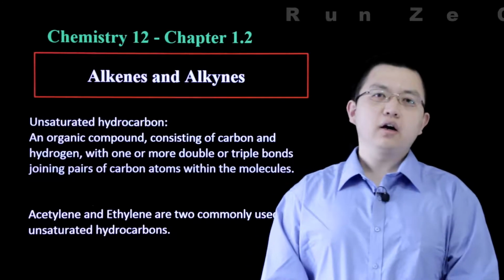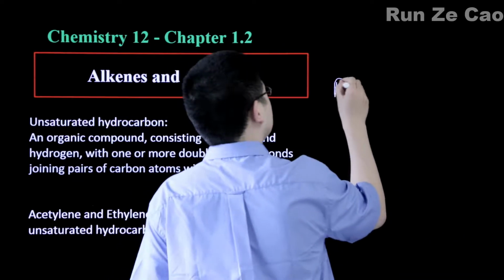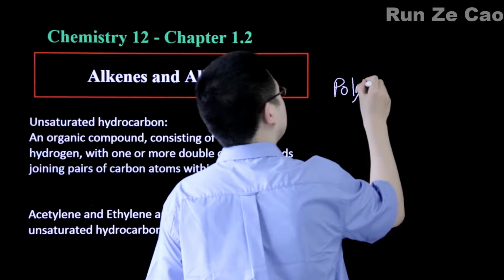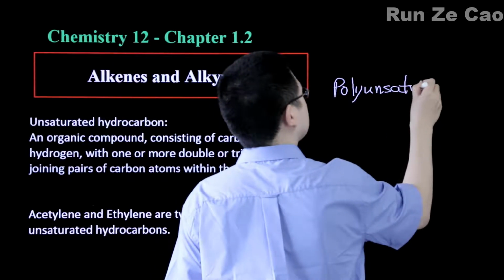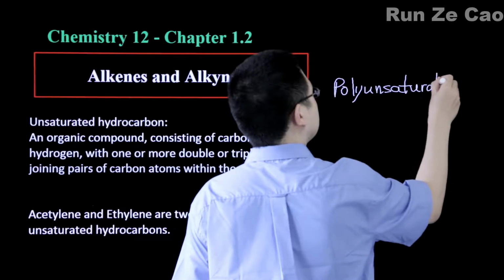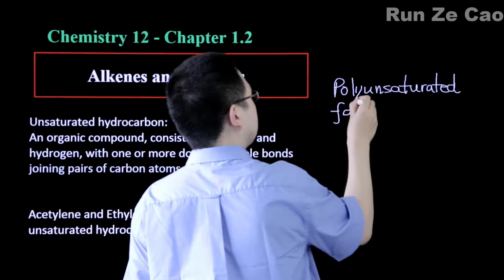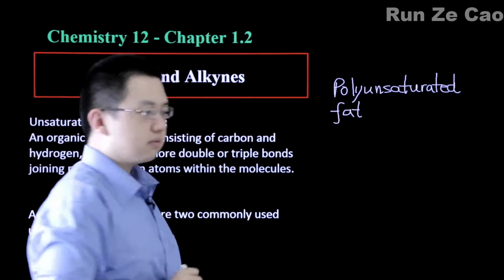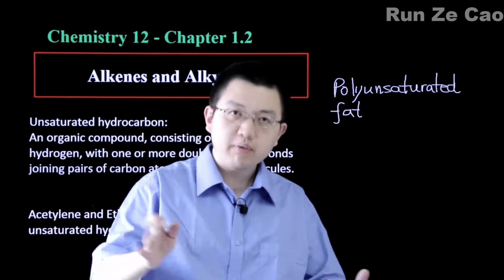You have most likely heard the term polyunsaturated fat before. So, unsaturated. This is what keeps plant oils fluid at room temperature for the most part.